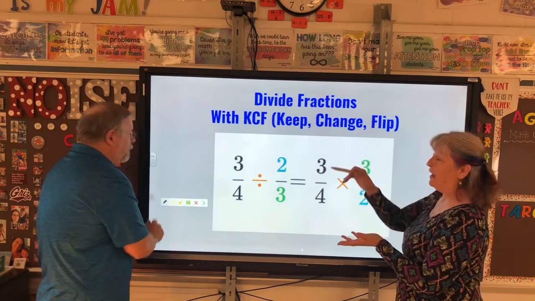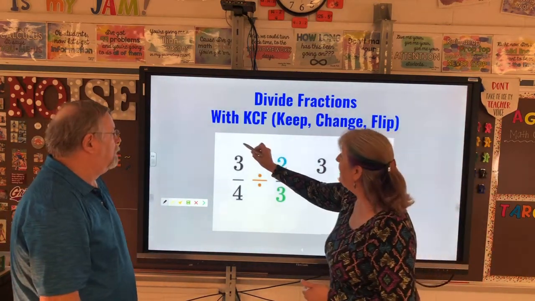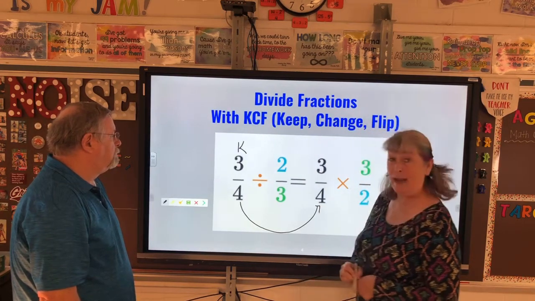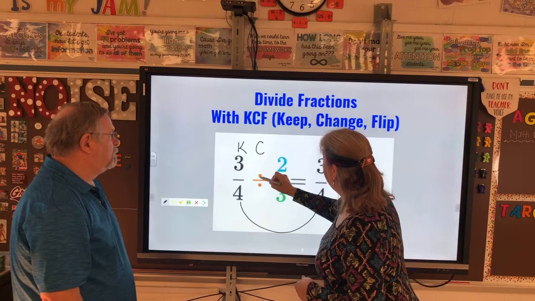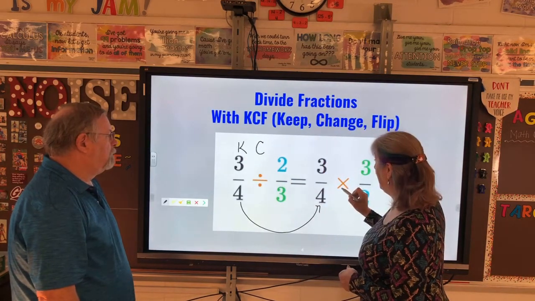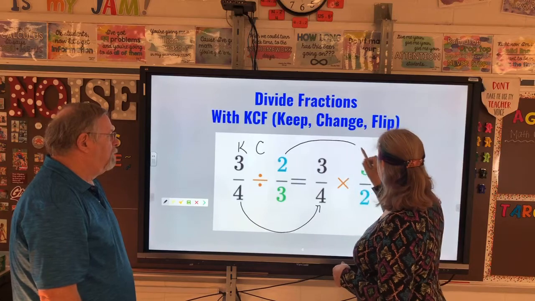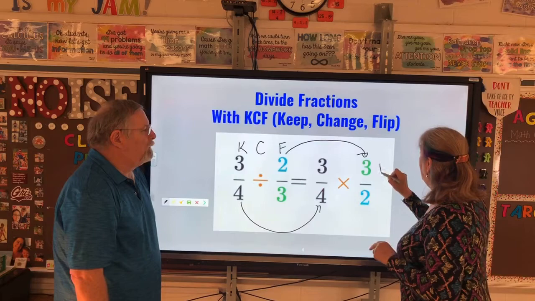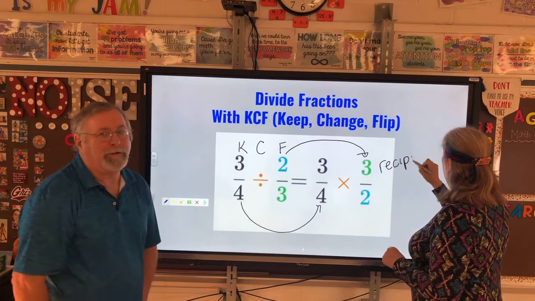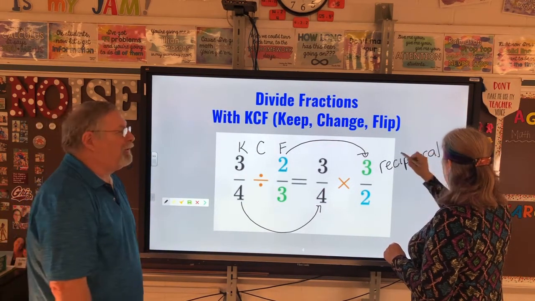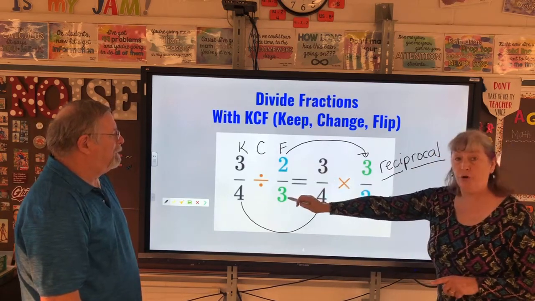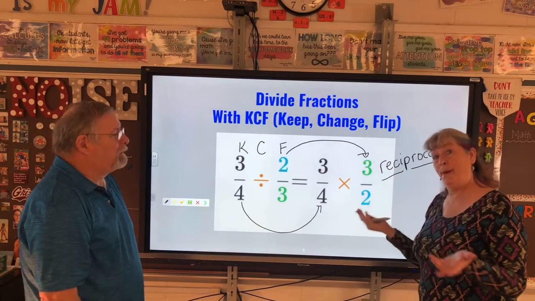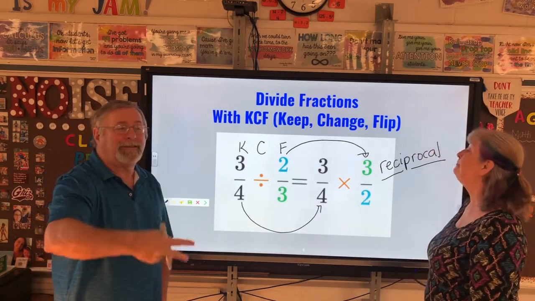So we use this same inverse by keeping our first fraction the same, changing division to the inverse, which is multiplication, and flipping the fraction, which is called using the reciprocal. There's a good math word, reciprocal. The reciprocal of 2/3 is to flip it and put the 3 on top and the 2 on the bottom. So reciprocal and flip are the same thing.